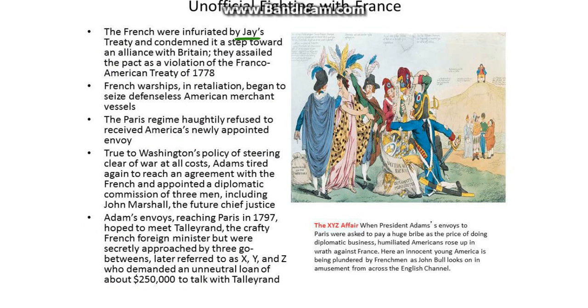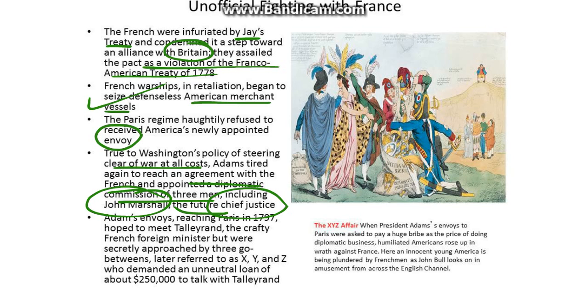The French were infuriated by Jay's treaty and condemned it as a step towards an alliance with Great Britain, and they assailed the pact as a violation of the Franco-American Treaty of 1778. French warships, in retaliation, began to seize defenseless American merchant vessels. The Paris regime haughtily refused to receive America's newly appointed envoy to France. True to Washington's policy of steering clear of war at all costs, Adams tried again to reach an agreement with the French and appointed a diplomatic commission of 3 men, including John Marshall, who would be the future Chief Justice of the Supreme Court, to go to France.